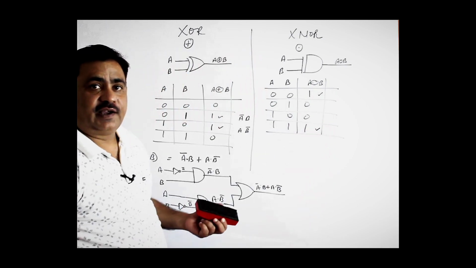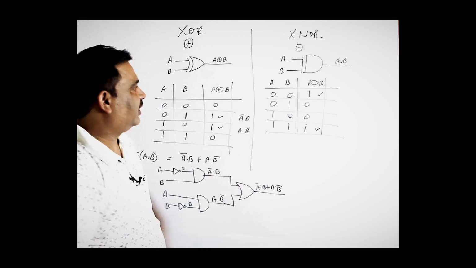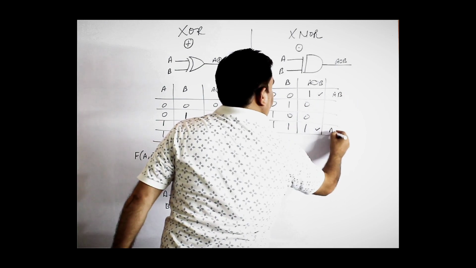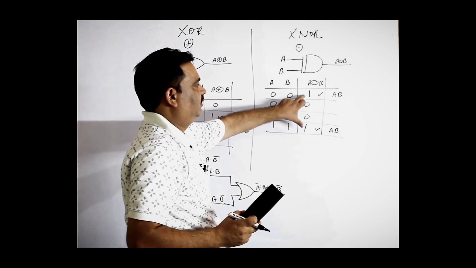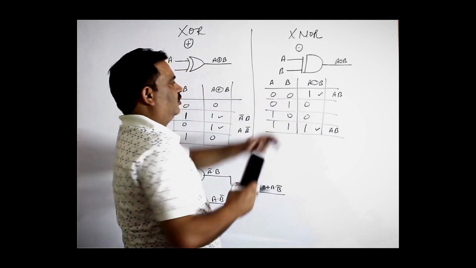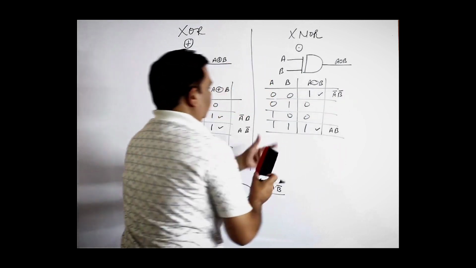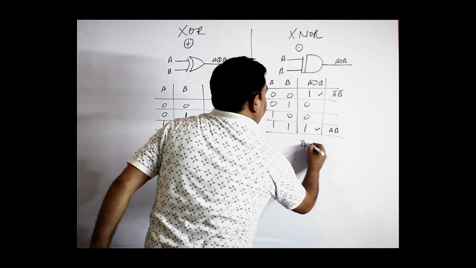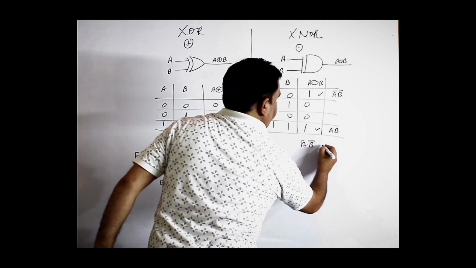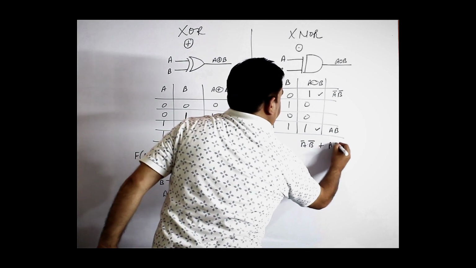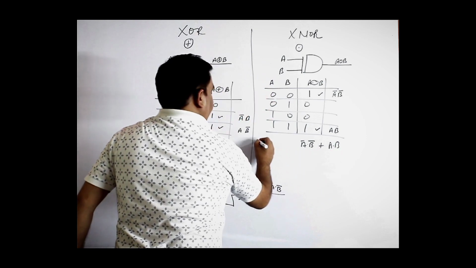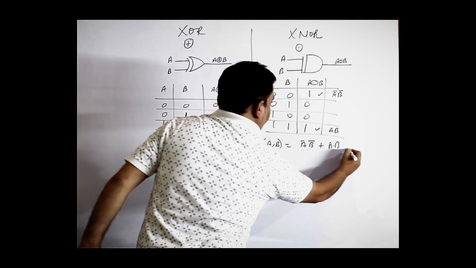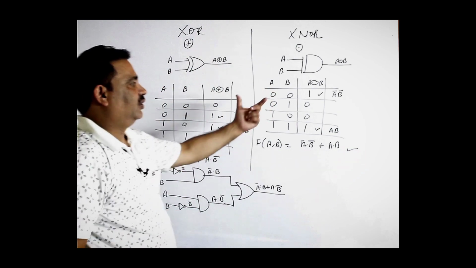Now, to get the SOP expression for the XNOR gate, derive the min terms. I told you, just write A dot B for the inputs of these two ones. See, the inputs are both 0, so put a complement on both. Here both are 1, so it will remain A dot B. Write them together to get the sum of products expression. So, you can write the function for the XNOR gate equal to A complement dot B complement plus A dot B. This is the expression for the XNOR gate.